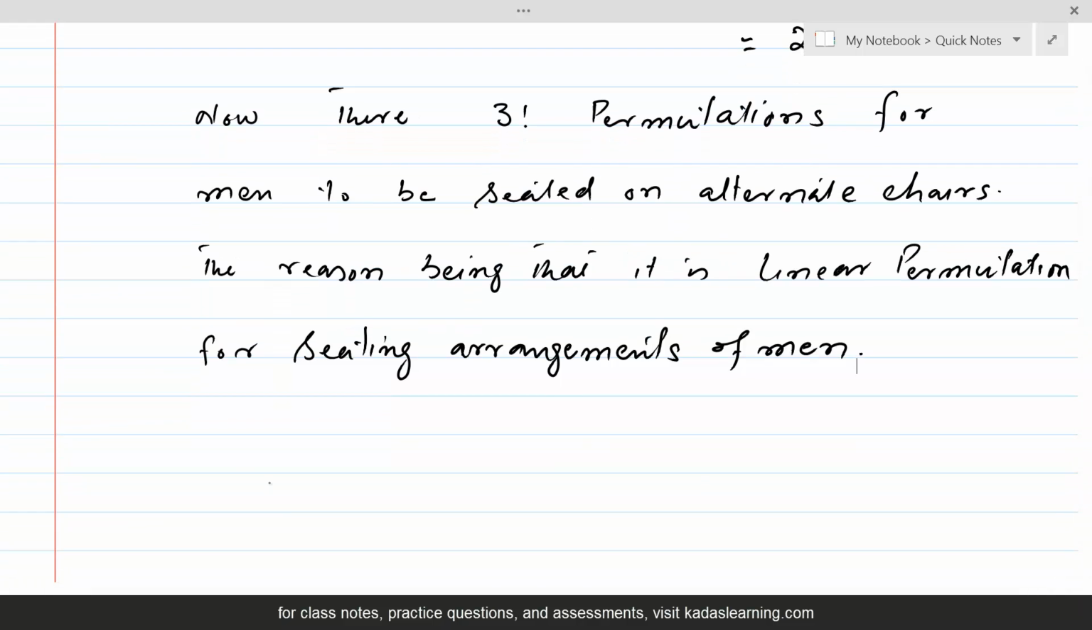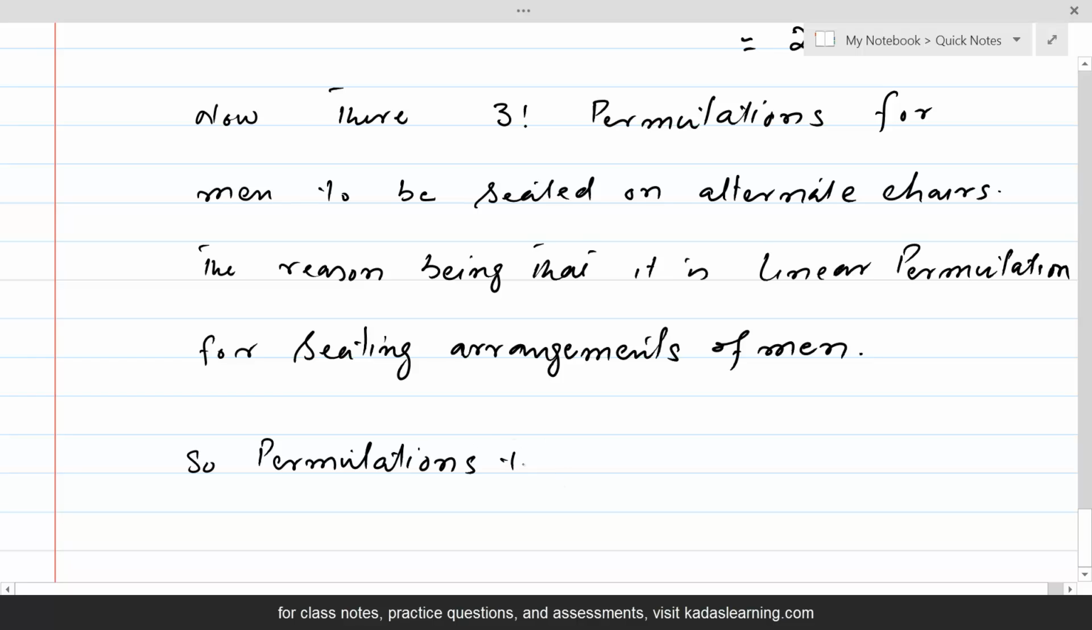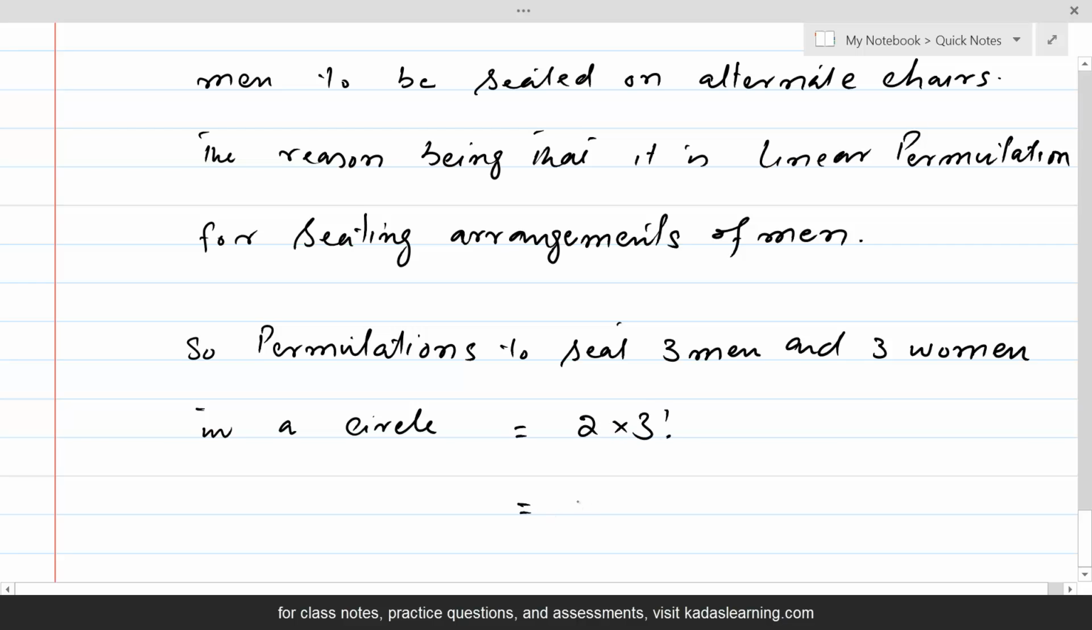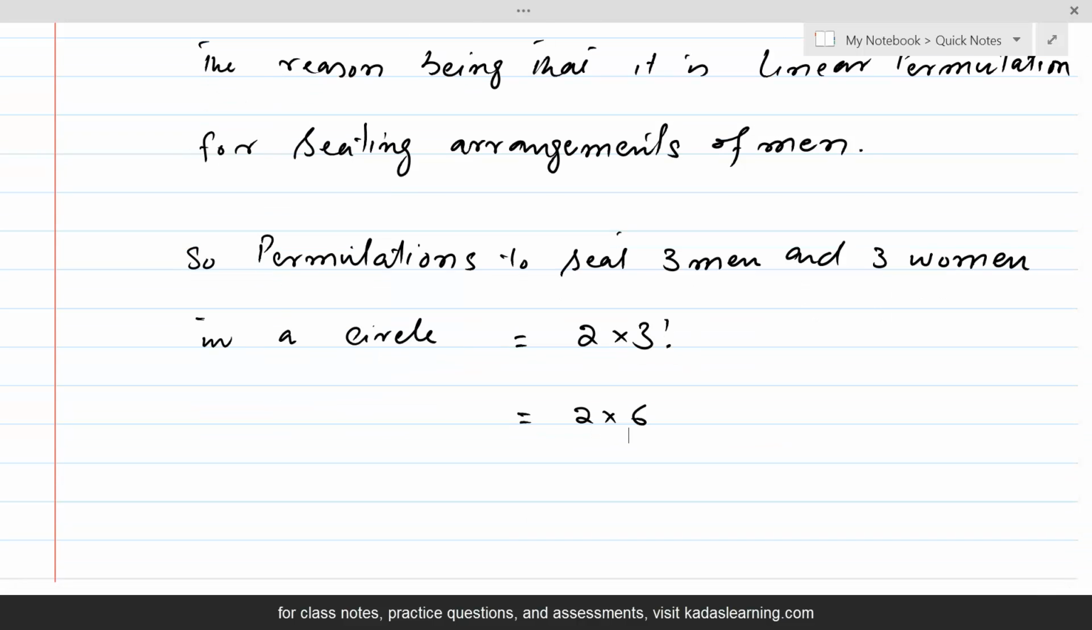Thus the total number of ways, so permutations to seat 3 men and 3 ladies or 3 women in a circle, are equal to 2 times 3 factorial, and that would be 2 times 6, that would be equal to 12.